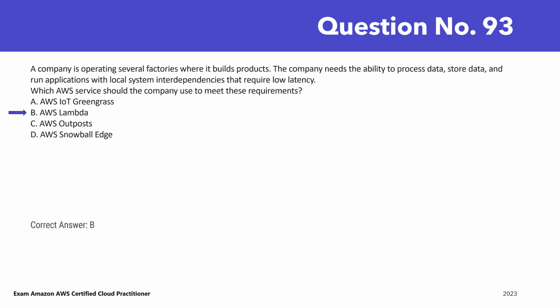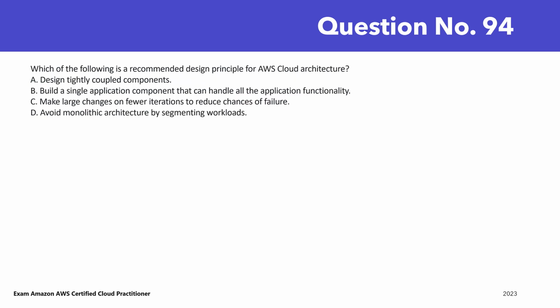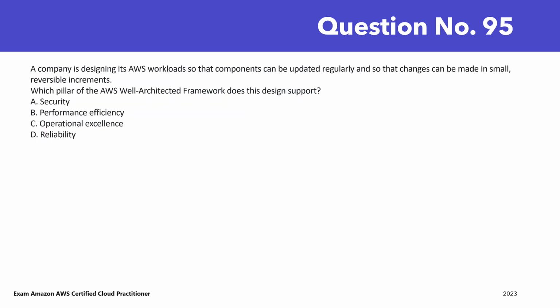Which of the following is a recommended design principle for AWS Cloud architecture? A. Design tightly coupled components. B. Build a single application component that can handle all the application functionality. C. Make large changes on fewer iterations to reduce chances of failure. D. Avoid monolithic architecture by segmenting workloads. Correct answer, C.